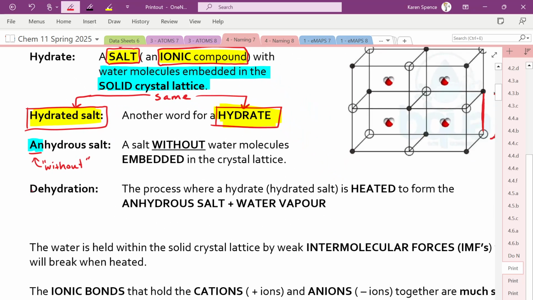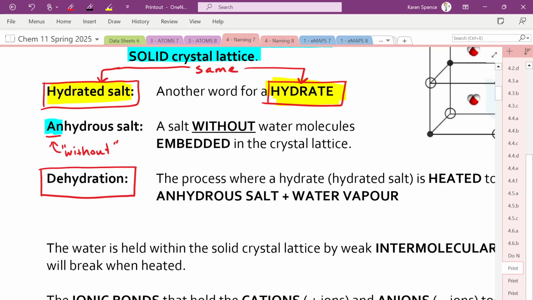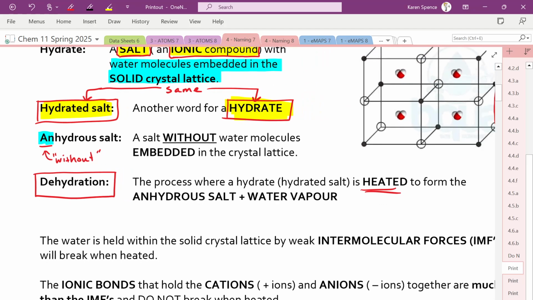So this is the process called dehydration. Dehydration is the process whereby a hydrate is heated to form the anhydrous salt plus water vapor. The IMFs are broken.